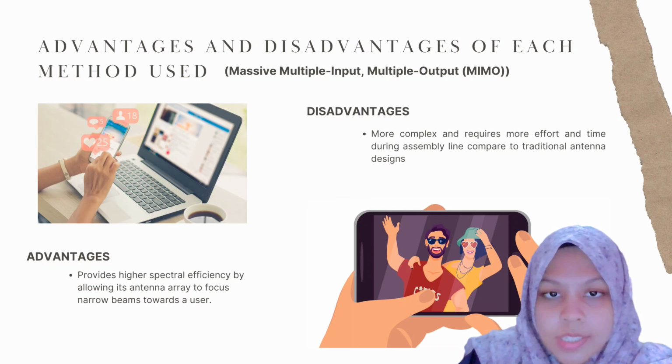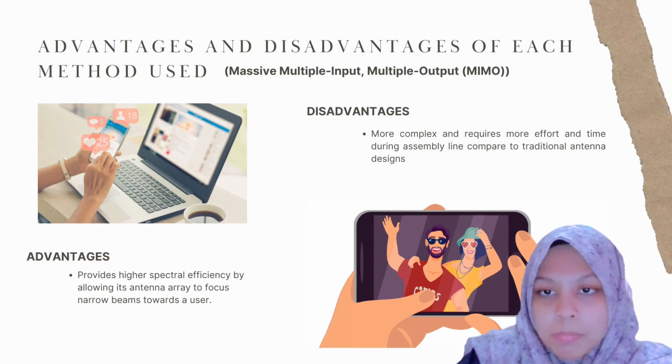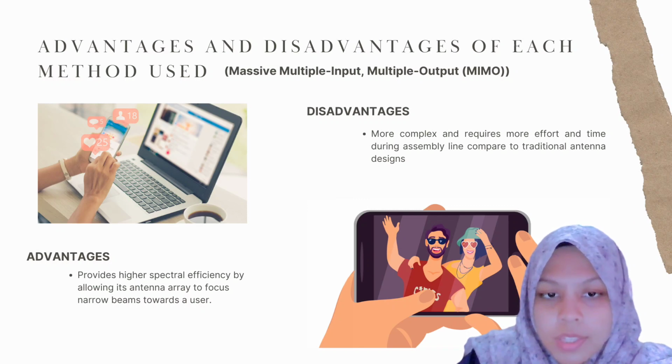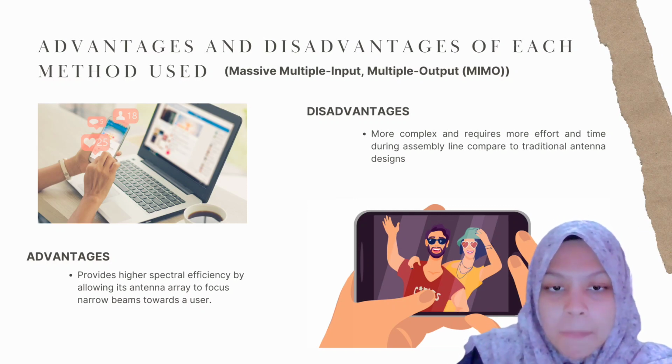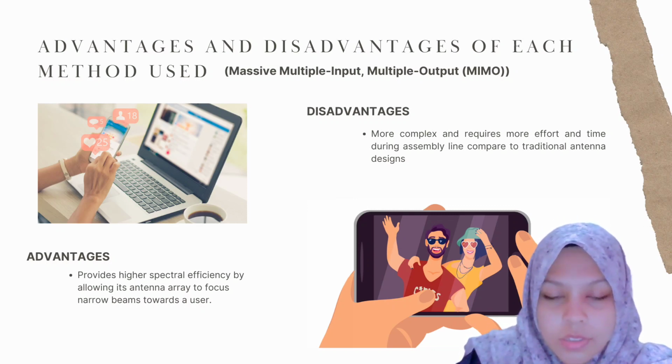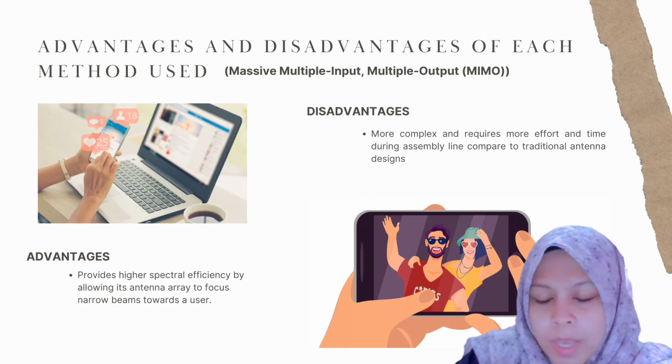Next are the advantages and disadvantages of MIMO, which is massive multiple input, multiple output. The advantage of MIMO is it provides higher spectral efficiency by allowing its antenna array to focus narrow beams toward the user. While the disadvantage is it is more complex and requires more effort and time during assembly compared to traditional antenna design.